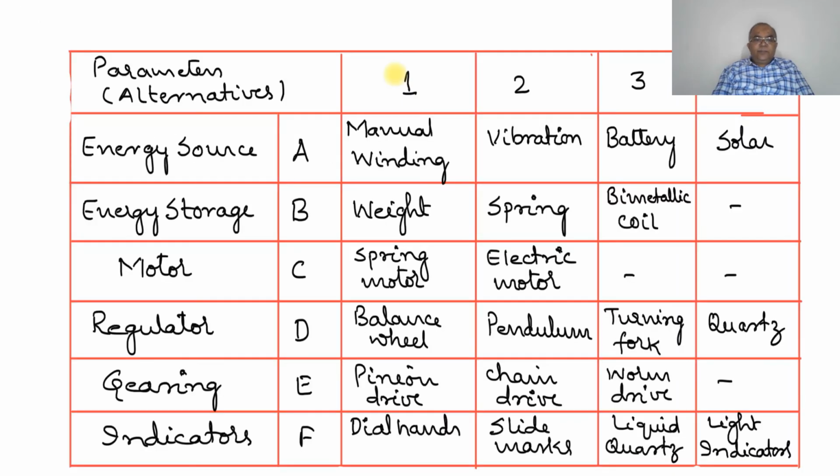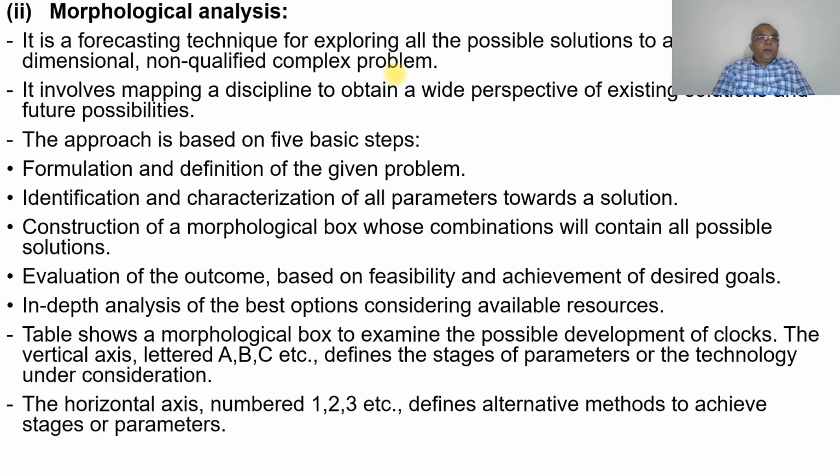Then identification and characterization of all parameters towards a solution. Formulation and definition of a given problem. First, we need to formulate the problem. Then identification and characterizations of all parameters towards the solution. So that means once you identify, then we need to characterize them, the parameters towards what solution you want. Construction of morphological box whose combinations will contain all possible solutions.